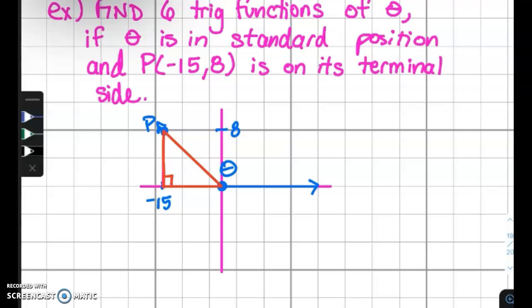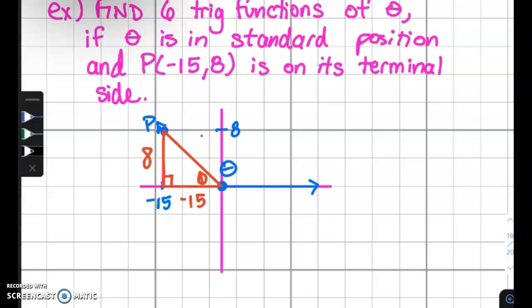Now we're going to refer to this as our angle. Let's call it phi. Phi is theta's reference angle, which we'll talk about later. But when we're finding the 6 trig functions, we've got the height of this triangle, you can see, is 8. It goes up 8. The horizontal distance is negative 15. And that's because of that point. It's negative because it's going left. It's on the negative x-axis.